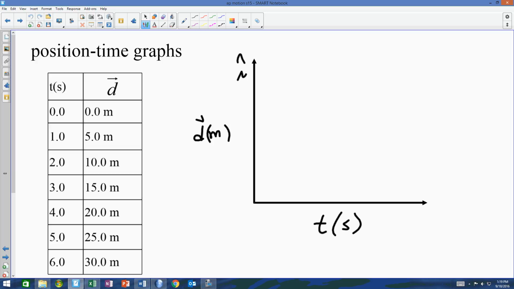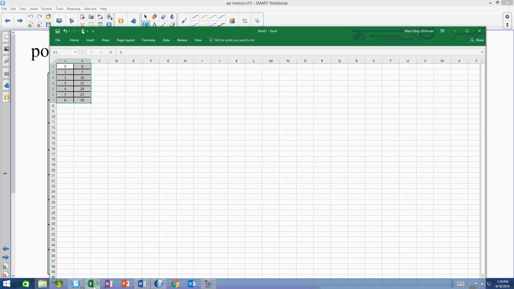If you don't have a TI-83 graphing calculator, but you are on your computer watching the video, and you happen to have Excel, pull up Excel and enter your data into columns A and B, as I've done here.